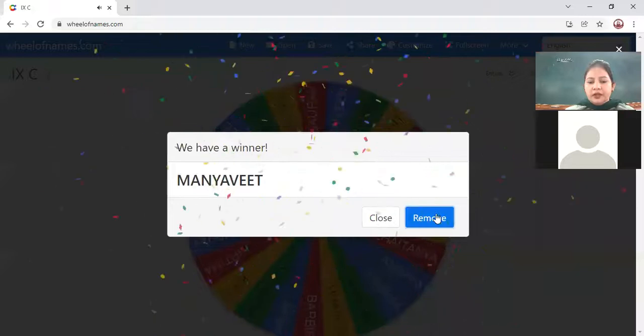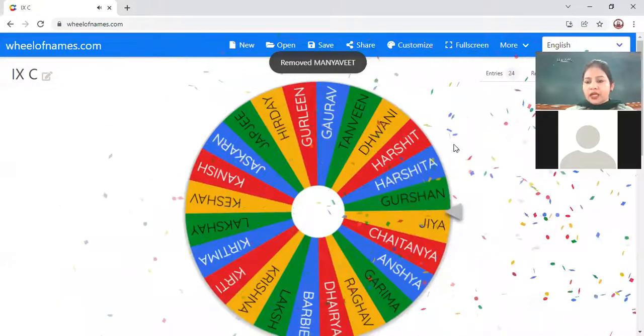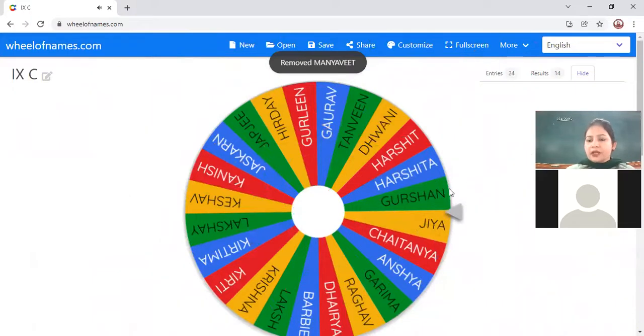Manyavi. Yes, Manyavi, question for you. Raise your hand. I hope you have copy and pen with you. So write in your copy, all of you: how fast should a horse of mass 50 kg run so as to have a kinetic energy of 625 joule? All of you solve in your copy and Manyavi will answer.